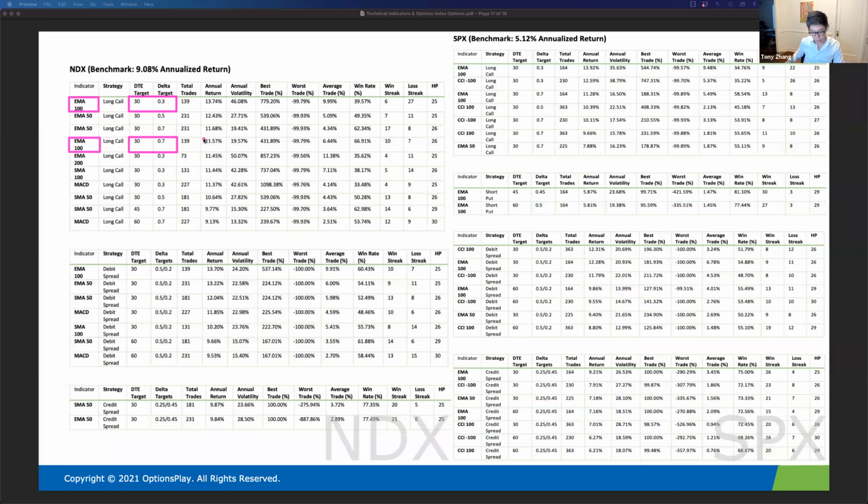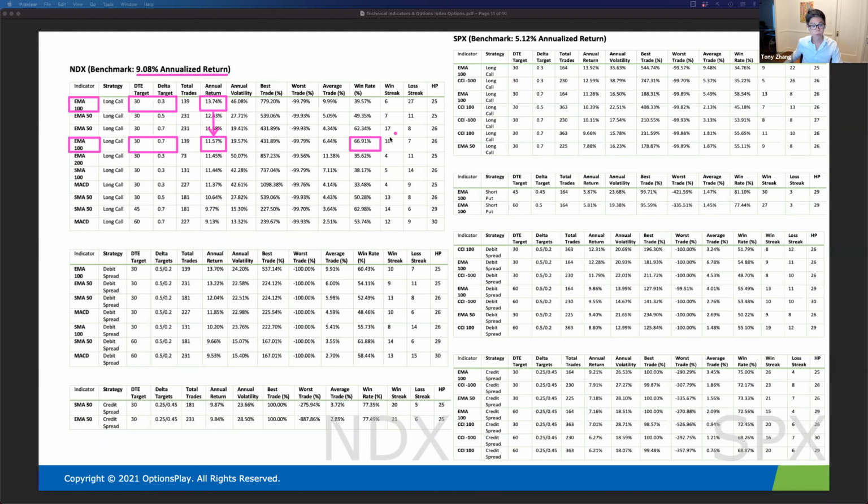And what you can see is that the annualized return is certainly lower, right? It goes from 13.74% down to 11.57%, but that's still better than the annualized return if you just bought the NDX as a buy and hold strategy. But notice the win rate here, 66.91% of trades were winners. So this is going to cost you a little bit more to get into the trade because in the money options are more costly, but you win 67% of the time.